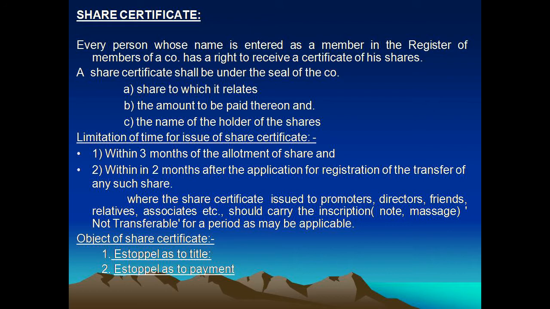The second one is that the issuance of a share certificate creates an estoppel as to the title and also as to the payment made by him to the company. That is, estoppel. One is with the title. That is, if the company issues a share certificate stating the name of a person who is registered as the registered holder of certain shares, then the company afterwards cannot say that the person is not entitled to the shares of the company.